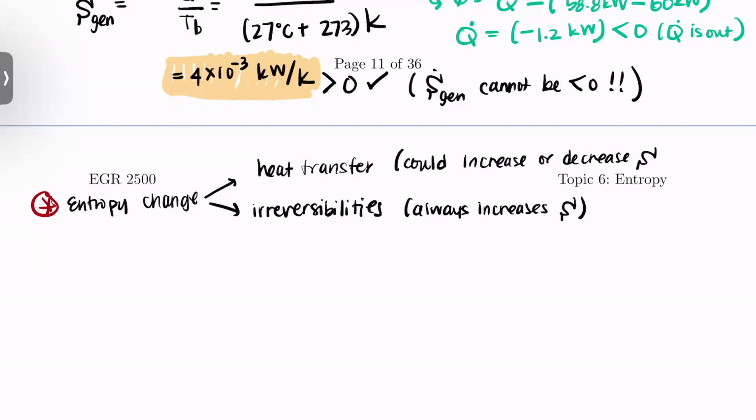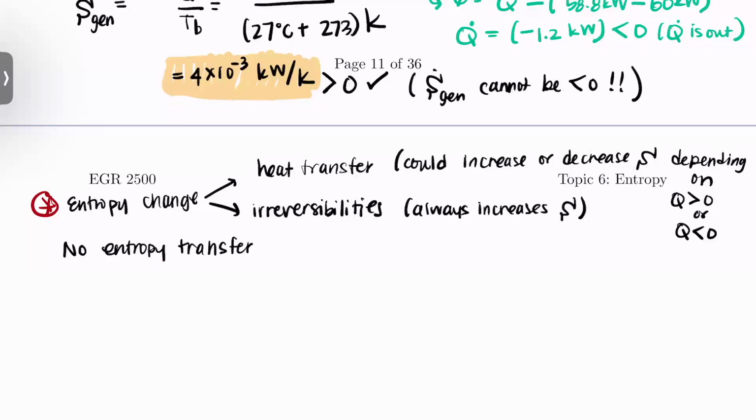Depending on whether it's gained or lost, so whether Q is greater than 0 or less than 0. There's no entropy transfer associated with energy transfer as work. So no entropy transfer associated with work.